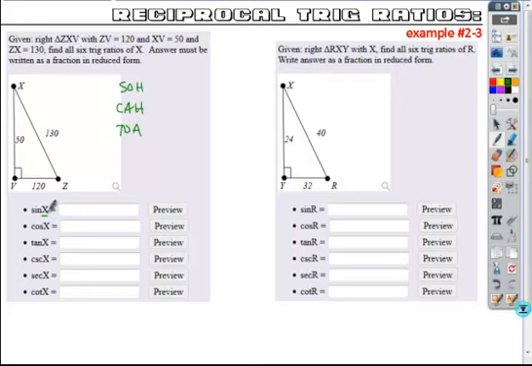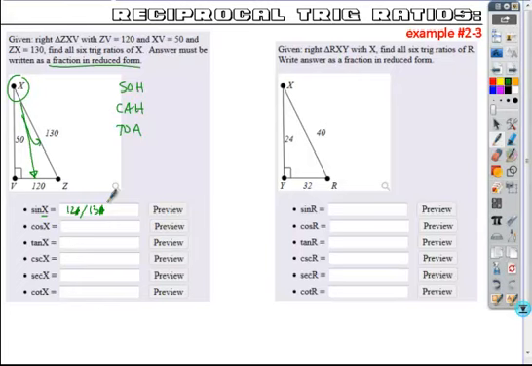So if we're looking for the sine of x in this triangle, the sine is opposite over hypotenuse. So with respect to x, we have an opposite leg of 120 over the hypotenuse of 130. When you answer, it says it needs to be in its reduced fraction form, so the factors of 10 are canceled, and you get 12 over 13.